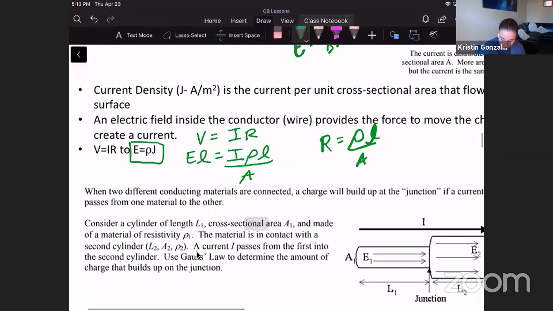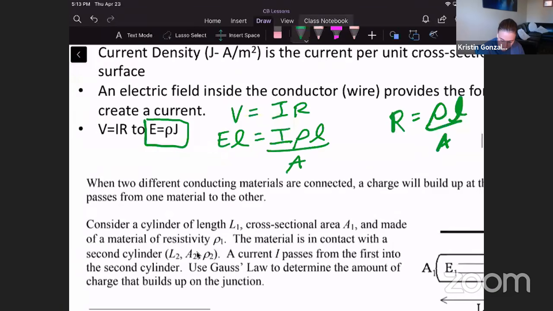Well, what can we do with the length in the equation? We can cancel that out. And I can say that I over A, that's the current per area, that is J. So then E simplifies down to the resistivity times the current density.